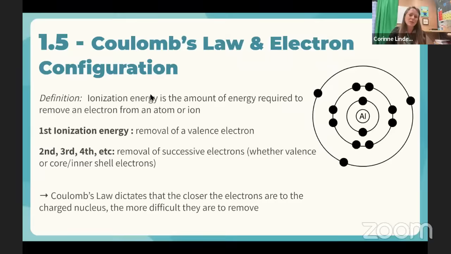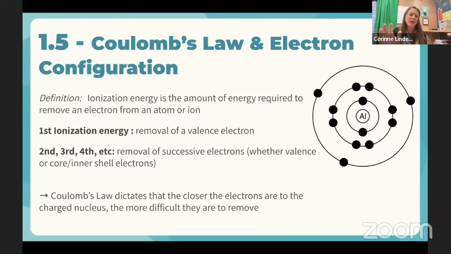All right. So relating that back, we also need to talk a little bit about ionization energy. So ionization energy is just going to be the amount of energy required to remove an electron. So Coulomb's law says that the closer the electrons are to the nucleus, the more difficult they are to remove. And this is the idea of nuclear effective charge.